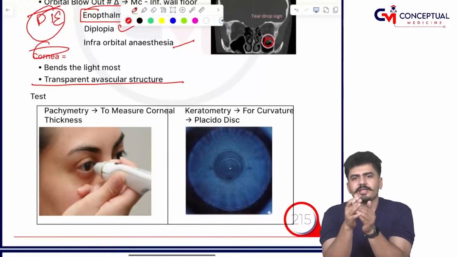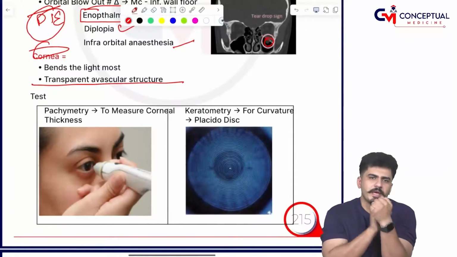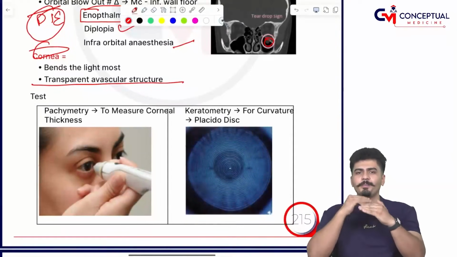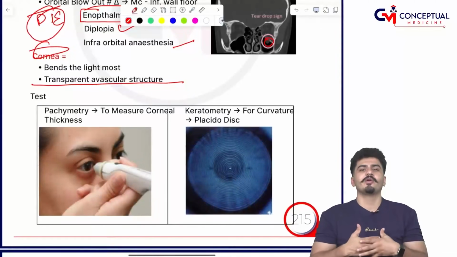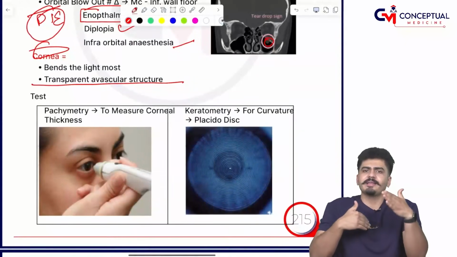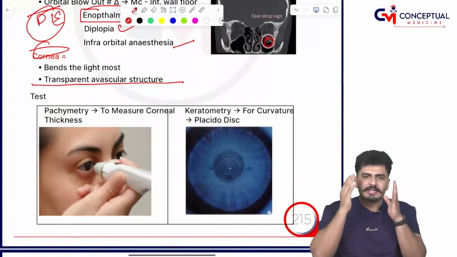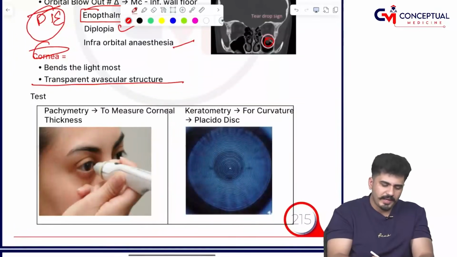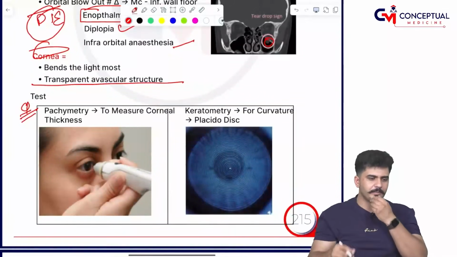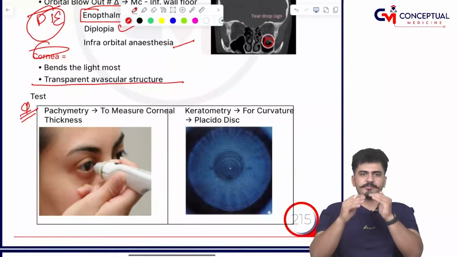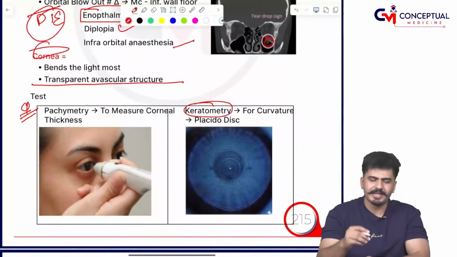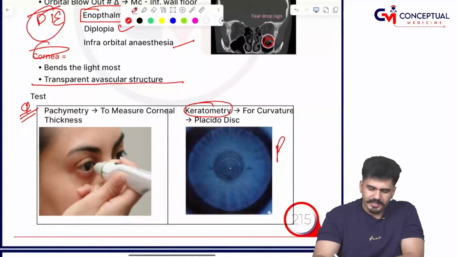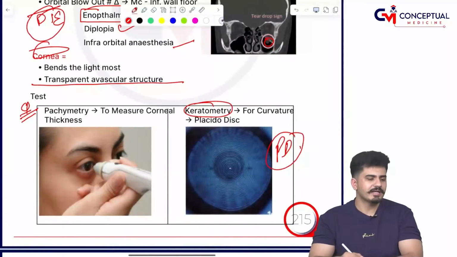Now thickness and curvature are measured, and these are asked as MCQs. If we are talking about the thickness, we are talking about the packing. More packing, more thickness, like when we are wearing clothes, more packing. So packing, thickness, it is pachymetry. The test which is done to check the thickness of the cornea is called pachymetry. And for the curvature, we are having keratometry, and we are using a specific device for that, and that is called the Placido disc, my dear. The blue color you are seeing right here is the Placido disc.